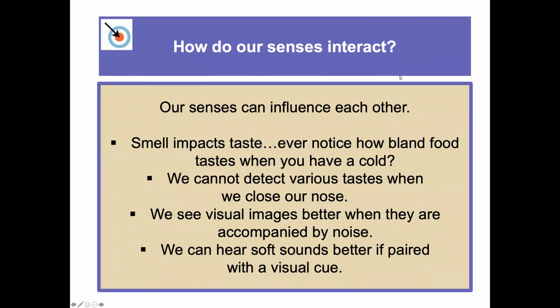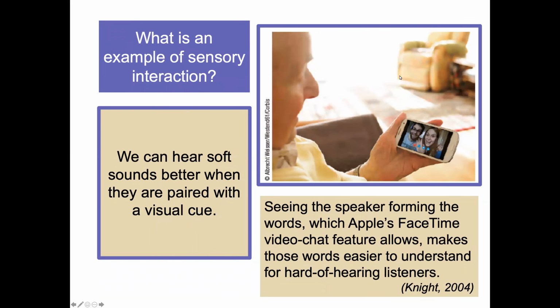So what's an example of a sensory interaction? We can hear soft sounds better when they're paired with a visual cue. So seeing the speaker forming the words, which Apple's FaceTime video chat feature allows, makes those words easier to understand for hard of hearing listeners. So that's why it's really nice if you have some older relatives to be able to communicate with them through FaceTime or Zoom or all these different options that are now available to increase communication.